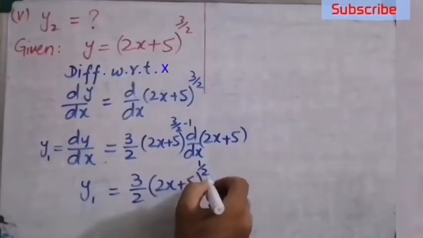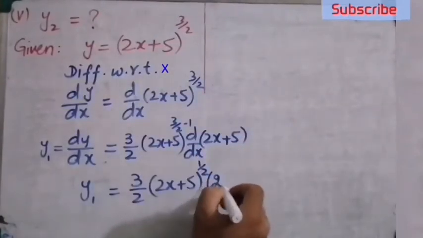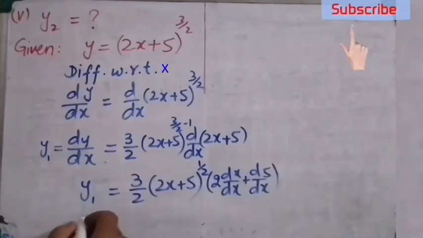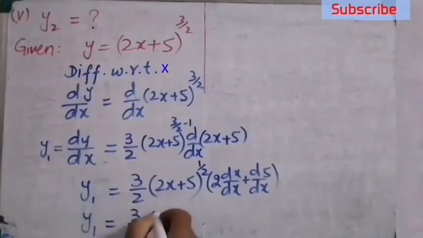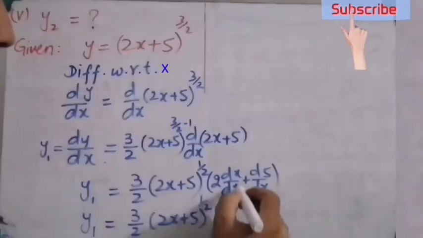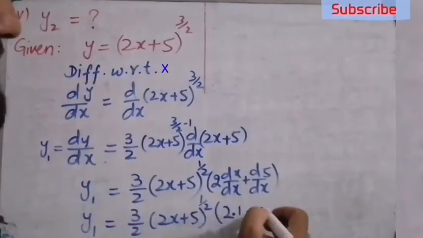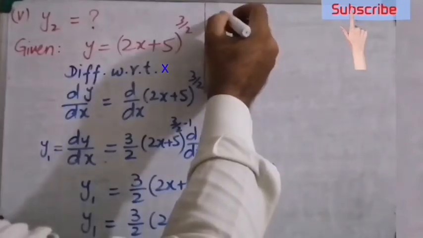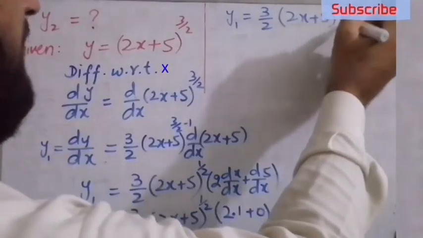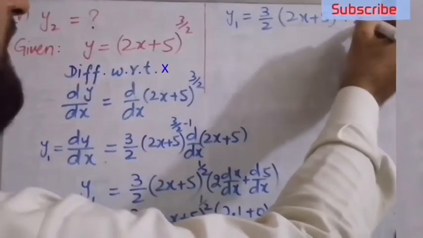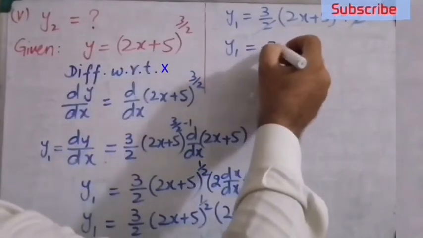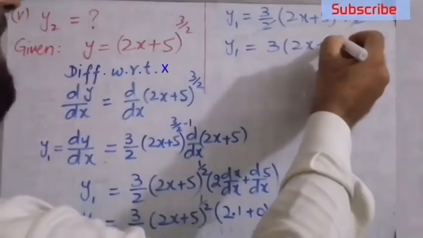Then, the derivative of 2x is 2. We keep 2 outside and the derivative of x with respect to x, and here the derivative of 5. This is y1 is equal to 3 by 2, (2x plus 5) power 1 by 2, and the derivative of x is 1. The derivative of a constant is 0. Then we simplify it into y1 is equal to 3 by 2, (2x plus 5) power 1 by 2, and this 2 will appear here, which will then be cancelled by this 2. So after this we have y1 in its final shape: 3 times (2x plus 5) power 1 by 2.